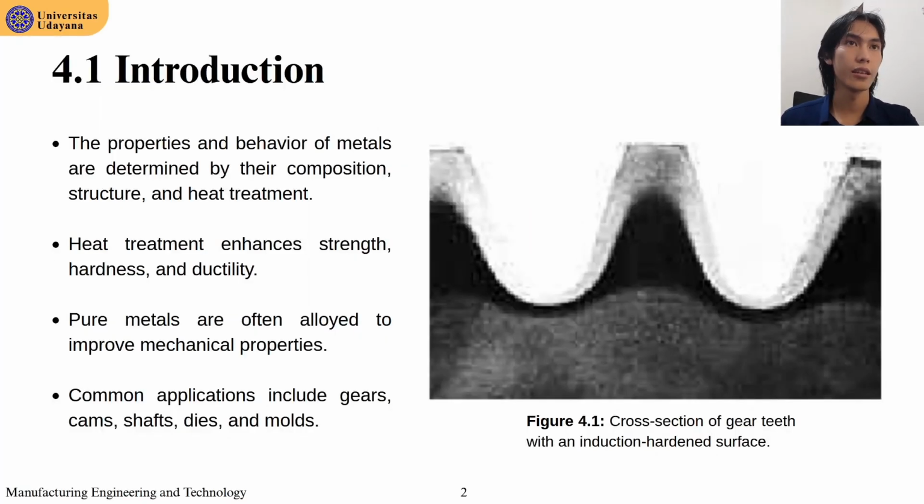Okay, the first slide is 4.1 Introduction. Metal properties depend on composition, structure, and heat treatment. Heat treatment improves strength, hardness, and ductility. Metals are often alloyed for better performance. Common uses include gears, cams, shafts, dies, and molds. You can see on Figure 4.1 a cross section of a gear with an induction hardened surface.